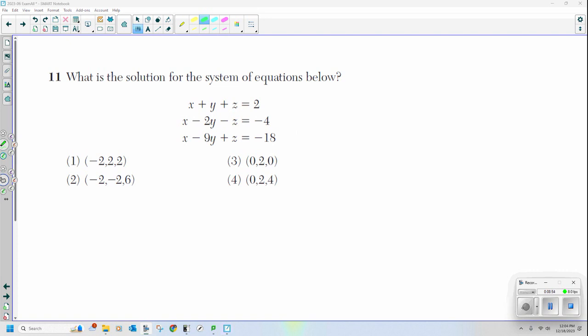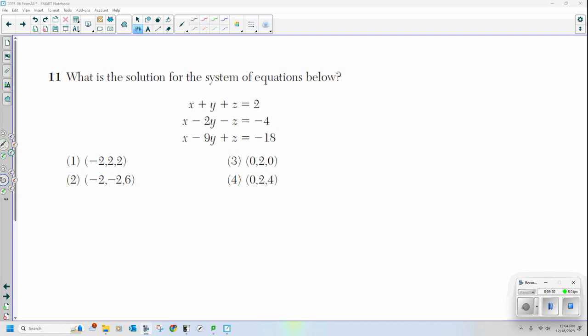My God, I wish every problem was like this. We are going to completely use the calculator for this. What is the solution for the system of equations below? They give us x + y + z = 2, x − 2y − z = −4, and x − y + z = −18. And we're not even missing a variable. Every equation has an x, a y, and a z.